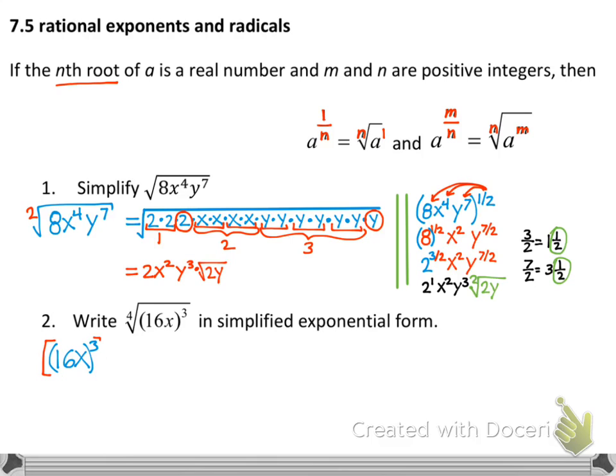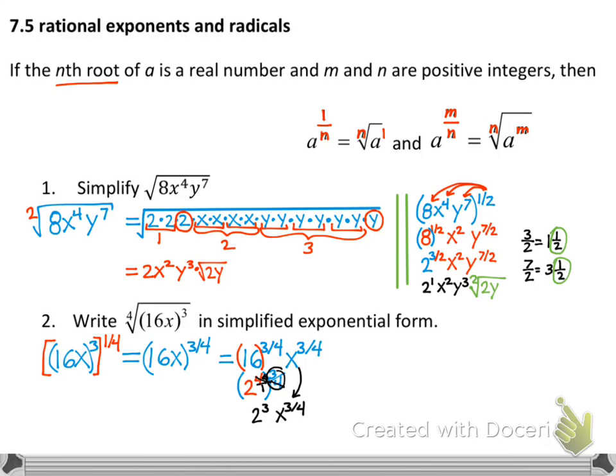For the next example, we have: write the 4th root of 16x to the 3rd. So we rewrite the 4th root as a 1/4, then we expand to get 16x to the 3/4 by distributing the exponent. We then have 16 to the 3/4 and x to the 3/4. Again, we can take 16 as 2 to the 4th, to the 3/4, and again, 2 times 2 times 2 times 2 is 16. Now we have to distribute the exponent, so 4 times 3/4, the 4's cancel out, giving us 2 to the 3rd. We cannot further simplify x to the 3/4, so we just bring down the x to the 3/4. So we simplified it into exponential form.